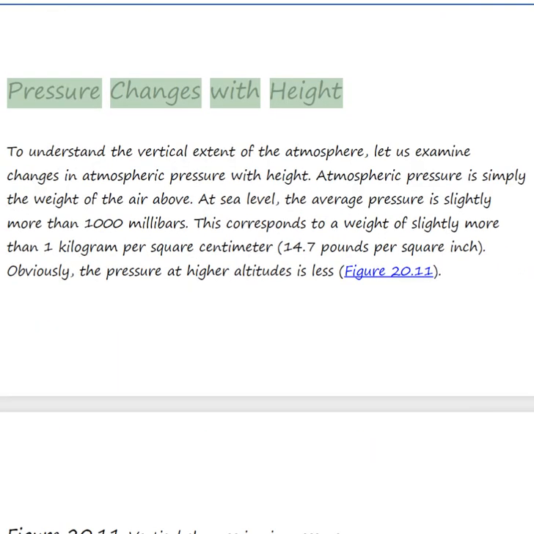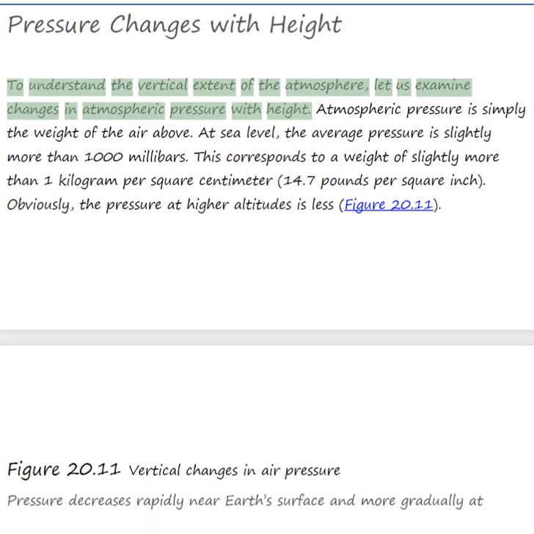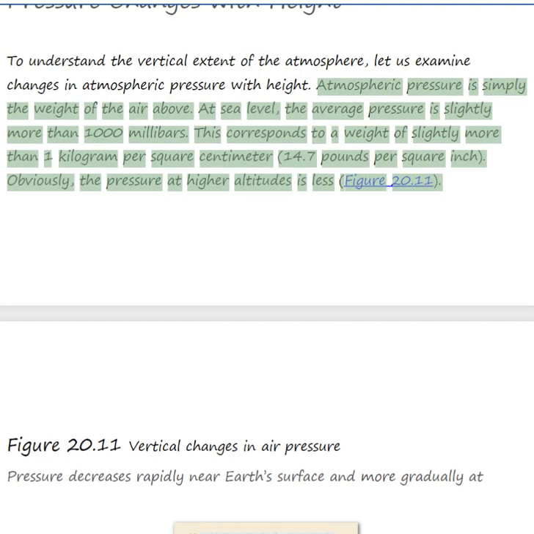Pressure changes with height. To understand the vertical extent of the atmosphere, let us examine changes in atmospheric pressure with height. Atmospheric pressure is simply the weight of the air above. At sea level, the average pressure is slightly more than 1,000 millibars. This corresponds to a weight of slightly more than 1 kilogram per square centimeter. Obviously, the pressure at higher altitudes is less.